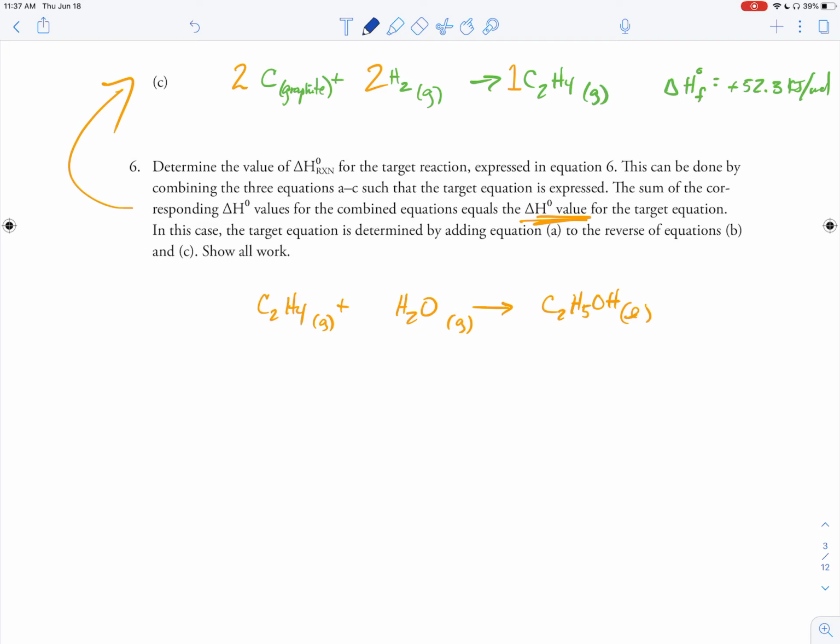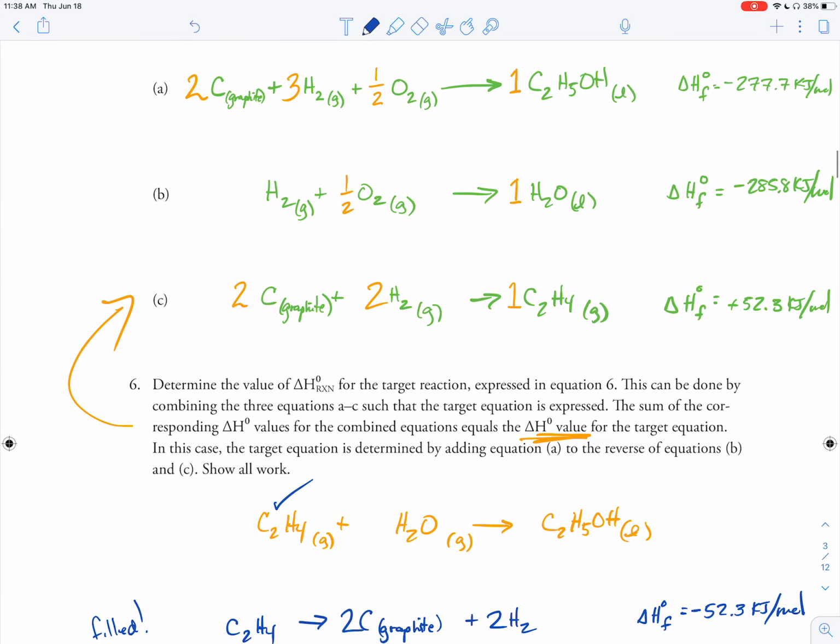And I'm going to use a different color. So I'm going to put C2H4 yields carbon in graphite form plus H2. And make sure that I have the right units or coefficients. And now I'm going to write my delta H naught: 52.3 kilojoules per mole. And I flipped this. So what did I do? I flipped the sign. It went from positive to negative. Okay, so check. Got that one.